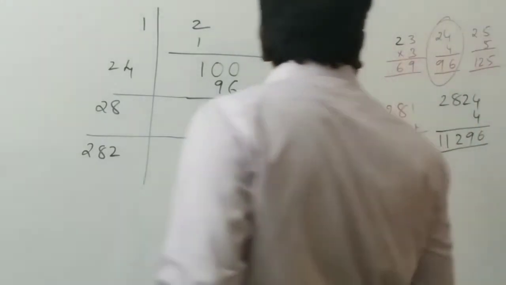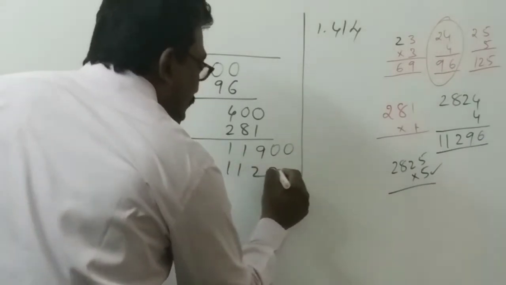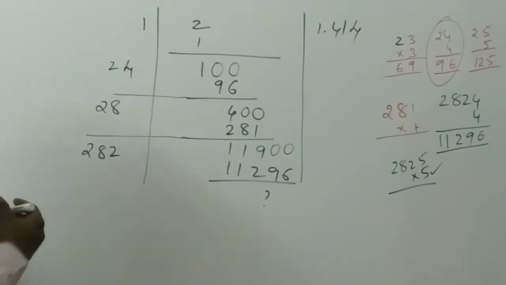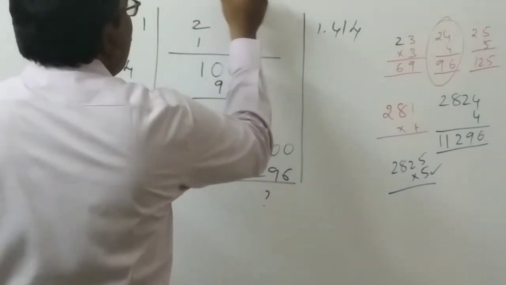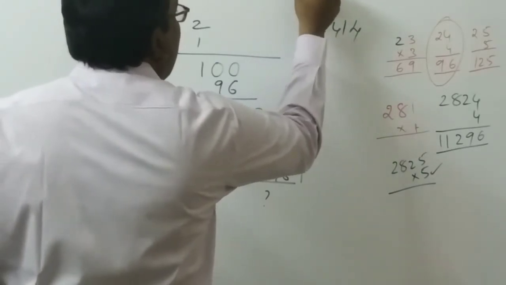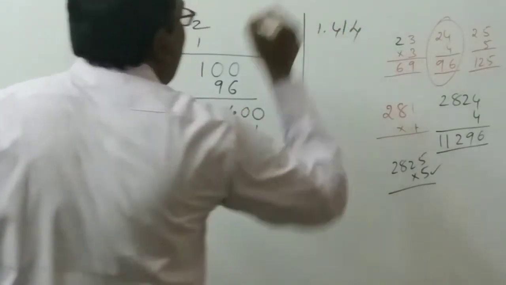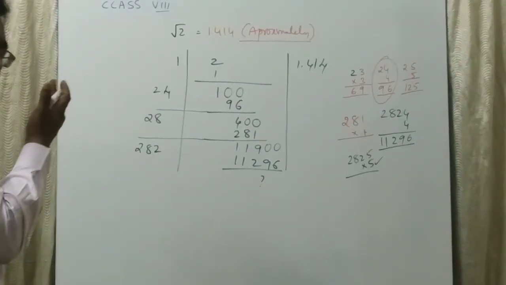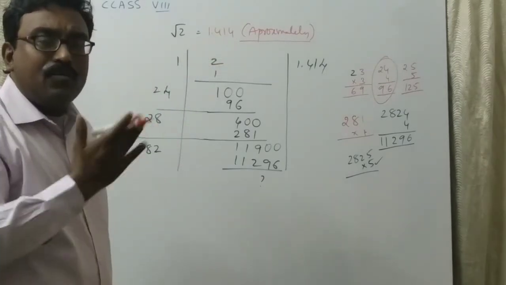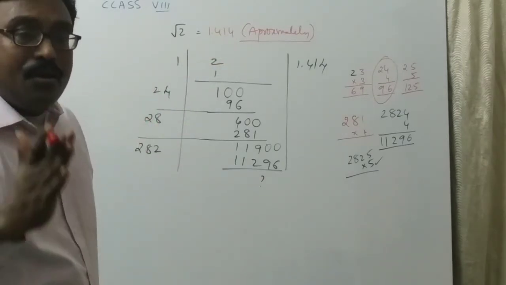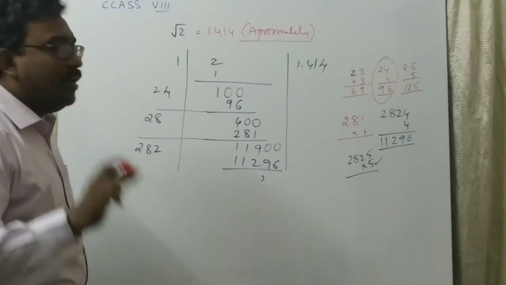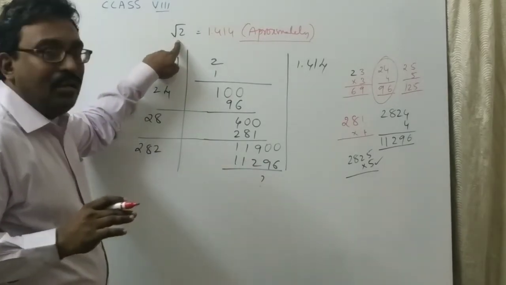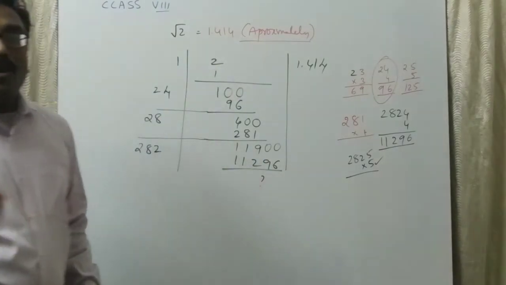So 1.414, 11296. Okay, something will come, but root 2 value is equal to 1.414 approximately. Not exactly. I found it for 3 decimal places. Somebody can find it for 10 decimal places. Whatever it may be, it will go on and won't repeat. It's a non-terminating, non-repeating decimal. Non-terminating, non-repeating decimals are known as irrational numbers. So root 2 value is 1.414 approximately.